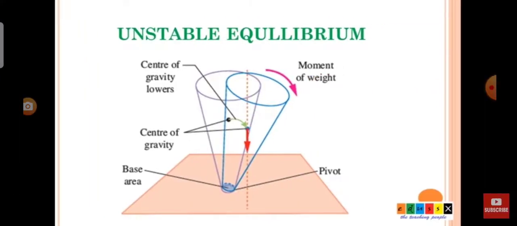Now we see the second type, unstable equilibrium. Here the frustum will topple with the slightest tilting. Its center of gravity is lowered when it is displaced. The vertical line through its center of gravity falls outside its base.